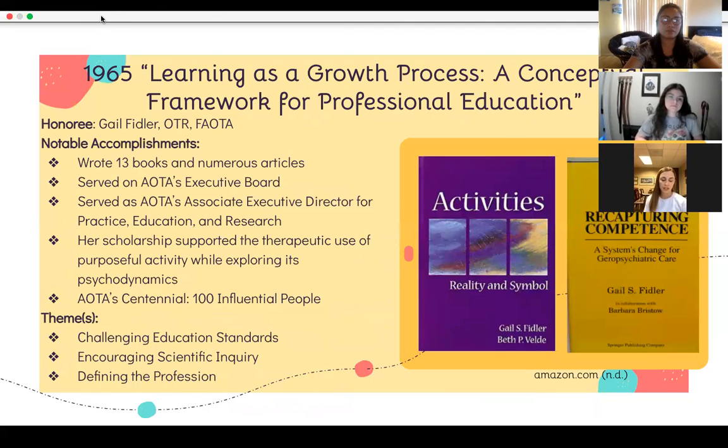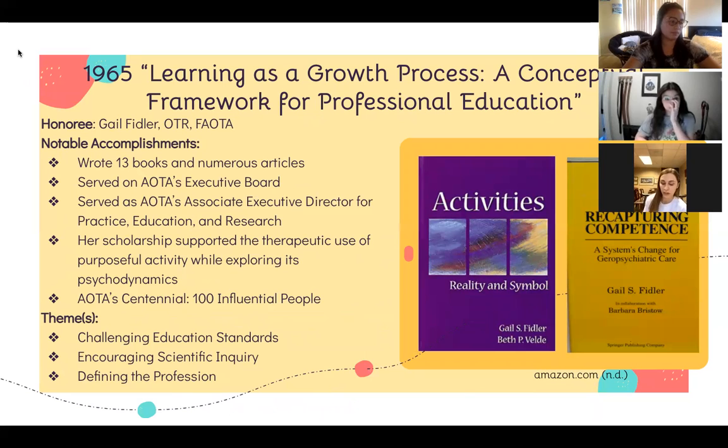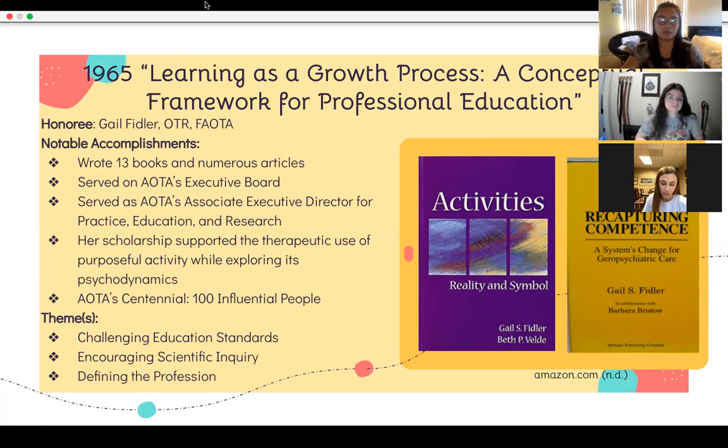The speaker for 1965 was Gail Fidler with her lecture, Learning as a Growth Process, a Conceptual Framework for Professional Education. Gail wrote 13 books and numerous articles. She served on AOTA's executive board. She served as AOTA's Associate Executive Director for Practice, Education, and Research. Her scholarship supported the therapeutic use of purposeful activity while exploring its psychodynamics. And then again, she was also one of the 100 influential people listed with AOTA.